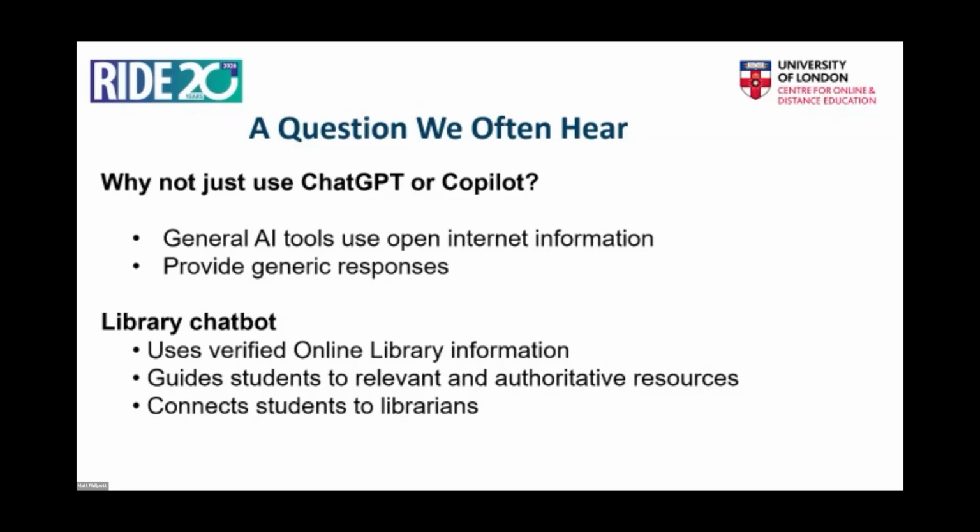So yes, our chat searches verified online library academic information. And everything it's returning to students is credible and authoritative. That's what makes it so different. And it connects them to librarians when they can't get the help they need. ChatGPT doesn't. It keeps, or Copilot keeps, bringing back all sorts of things.